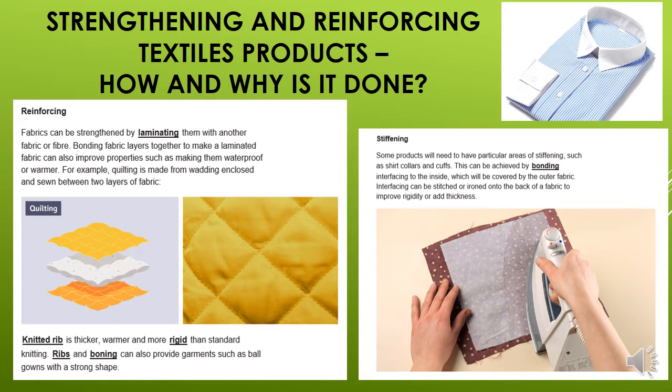Stiffening is where collars and cuffs, anything that you want to hold its shape, usually in a shirt, you would bond a piece of interfacing to it. So very often they have a layer of glue. Once it's ironed, that sticks to your fabric, making it stronger. Okay, so very useful for shirt collars and shirt cuffs.